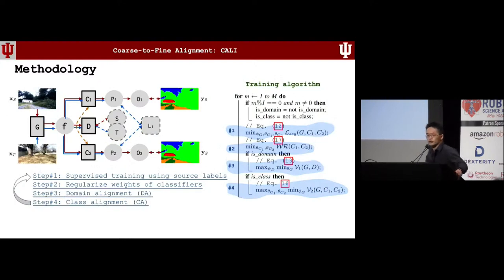Here is how we train our model. During training, we first perform a supervised training using source labels. Then we maximize the distance between the classifiers, as we expect to have two different classifiers. And next, we perform a domain alignment, and we use a training order of max-min instead of min-max. Last, we align the features in a fine way. We repeat the four steps until the maximum iteration is reached.